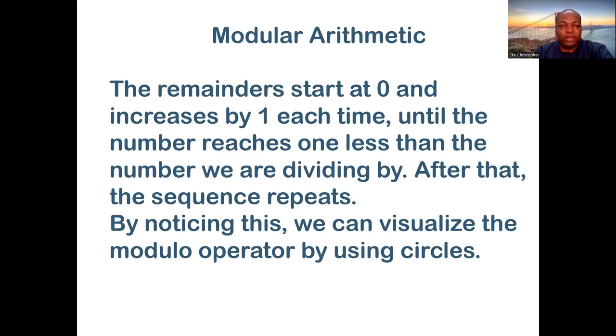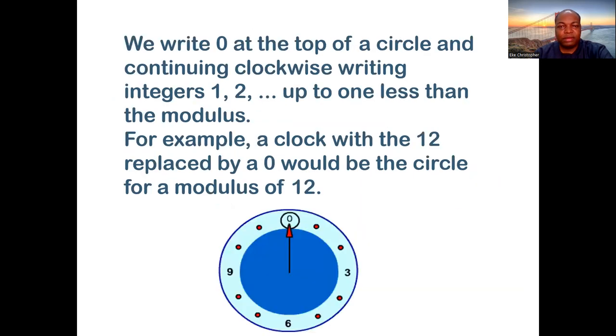All right. So from here, we see that the remainder starts at 0 and increases by 1 each time until the number reaches 1 less than the number we are dividing by. After that, the sequence repeats. By noticing this, we can visualize the modulo operator by using a circle. We write 0 at the top of a circle and continue clockwise, writing integers 1, 2, up to 1 less than the modulus. For example, a clock with the 12 replaced by a 0 would be the circle for a modulus of 12.